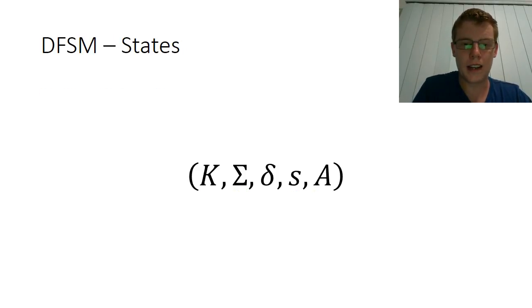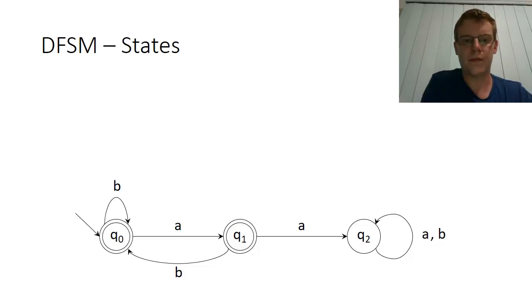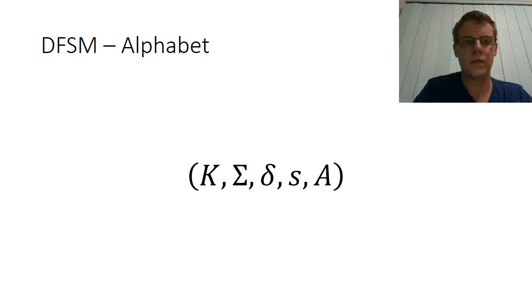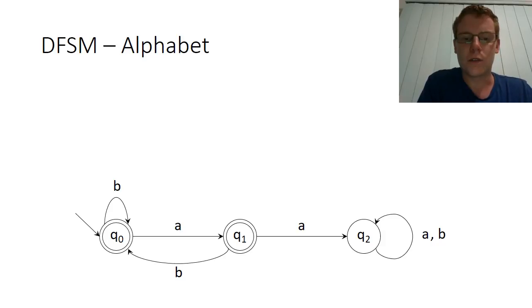The first part, K, is just the set of the states of the finite state machine. So, for the machine that we discussed in the last video, K is simply the set Q0, Q1, Q2. You've probably already guessed what sigma is. It's simply the alphabet that the machine has to work with. So for our example machine, sigma is simply the set A, B.